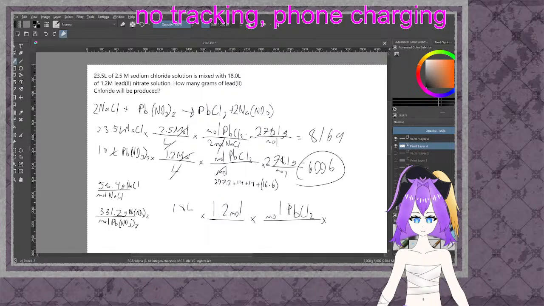Alright, I'm going to go ahead and get that down real quick. So 4, 23.5, 5 moles over liters, 278.1.